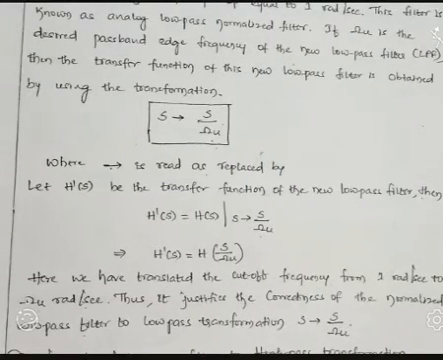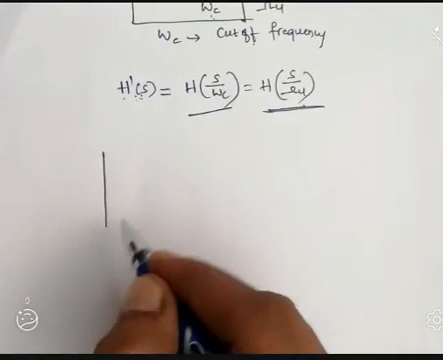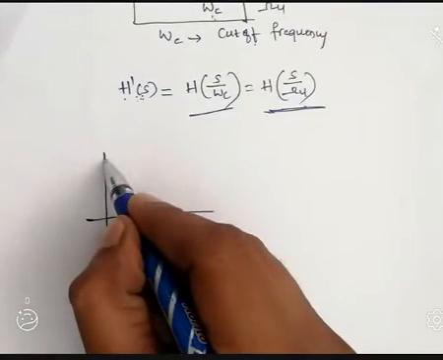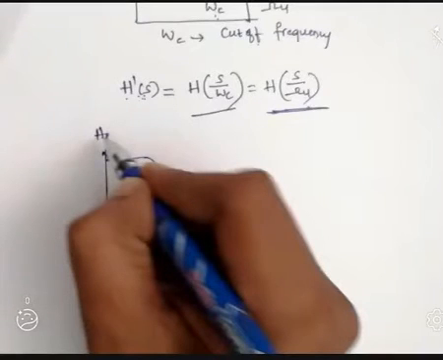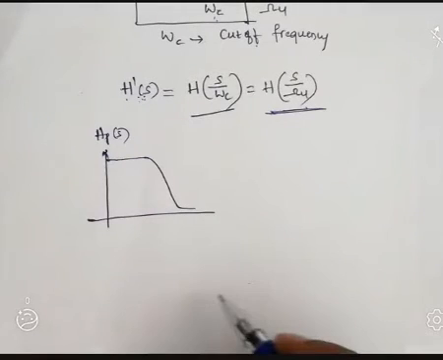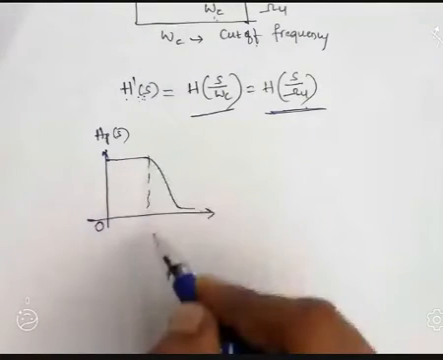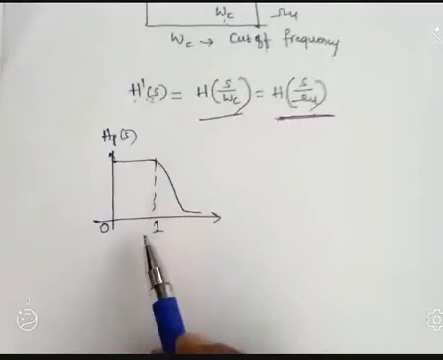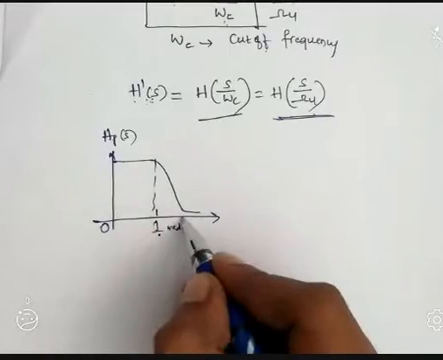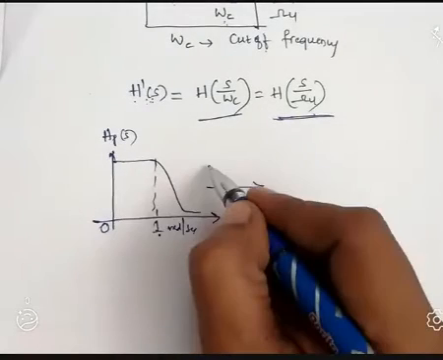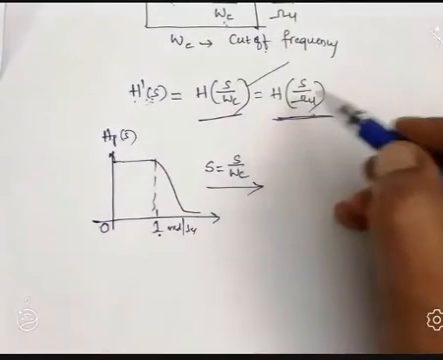So let us see this operation in terms of a diagram. If I am representing the characteristics, this is H P of S, this is the frequency axis, and this is 0. Now, as per the normalized case, the prototype analog low pass filter has the cutoff frequency of 1 radian per second. That is replaced by S by omega C, or we can write S by omega U.